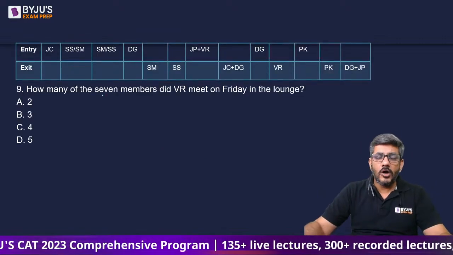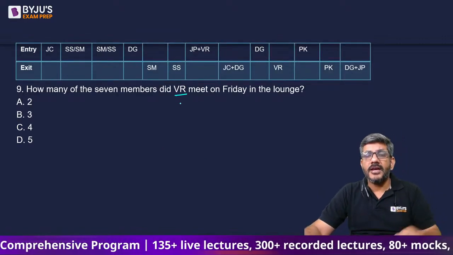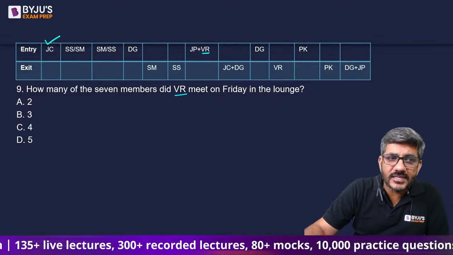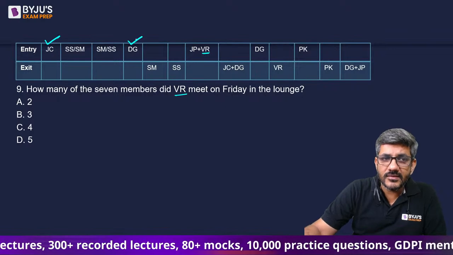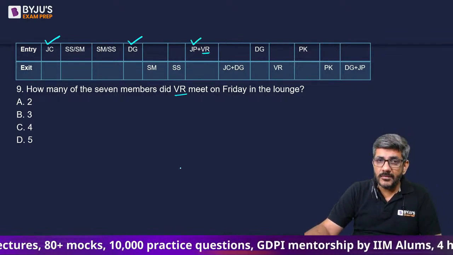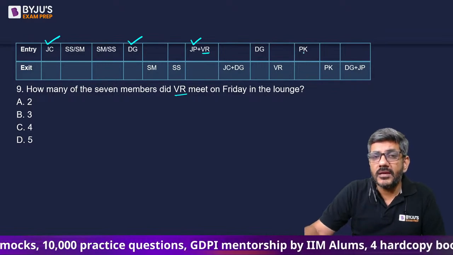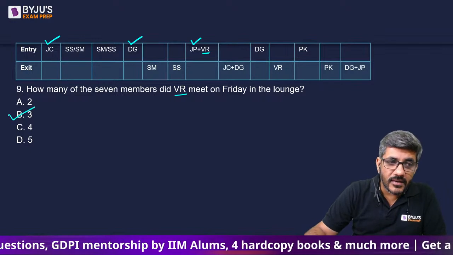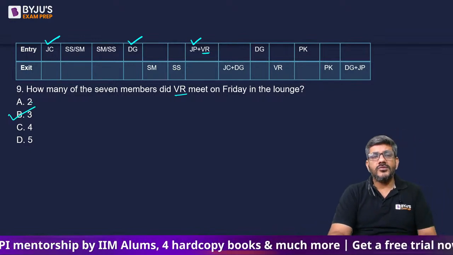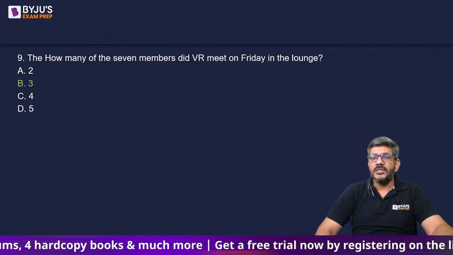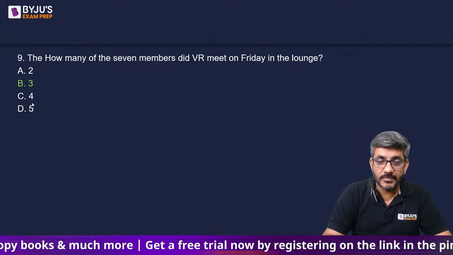Next, how many of the 7 members did VR meet on Friday in the lounge? VR किस किस से मिला? देखिए VR जब आया, he saw JC there, he saw DG there, the other two guys had already left. He came with JP, तो उससे भी मिला, right? But he did not meet PK, he did not meet SM, he did not meet SS. So he met a total of 3 people. So my answer for this question is 3. JC, DG and JP are the 3 people whom he met.